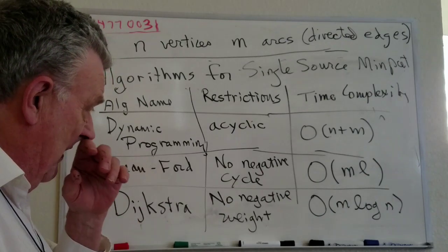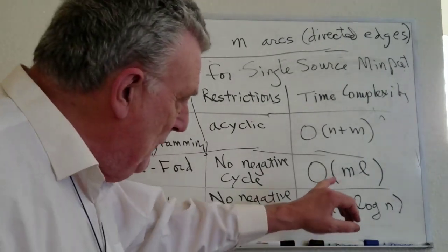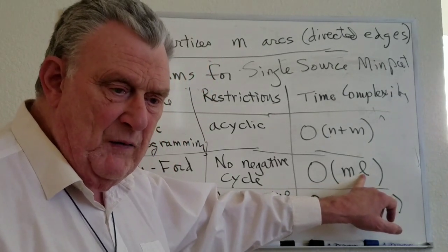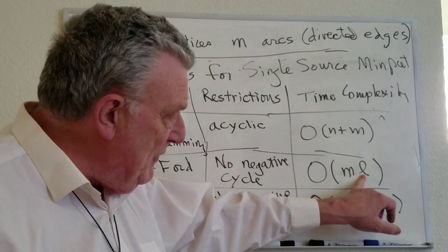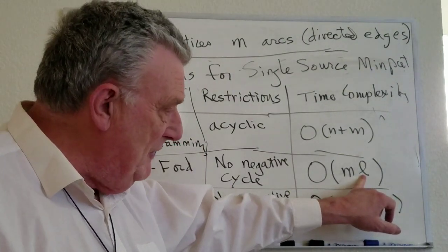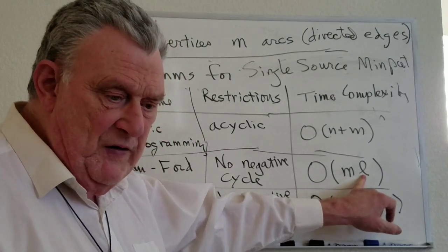Now, you can see in books that this would be written as m times n, but L is always less than n, and in some cases it's a lot less, and therefore that's a big difference. I'll give you an example.